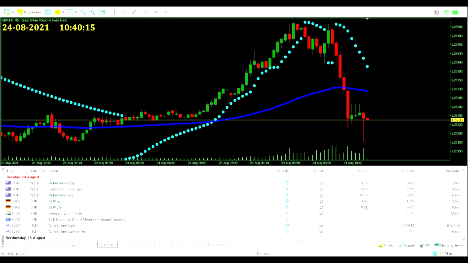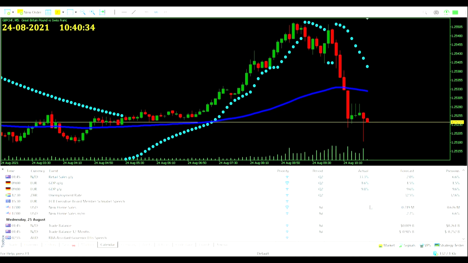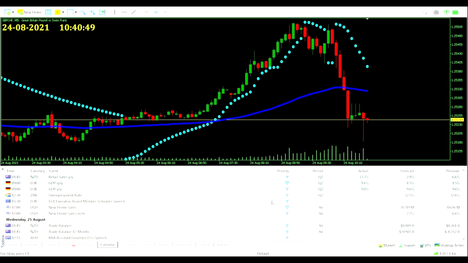Also GDP figures coming out quarterly and yearly for Germany on the euro. They beat their forecast by just a touch. The quarterly is 1.6 actual against 1.5 forecast, but not a huge amount going on for the rest of the day. We've got ECB board member Schnabel making a speech at 3:30. I doubt she's going to come out and change interest rates, so probably not going to be hugely impactful there. Could be interesting in general to see what she says though.